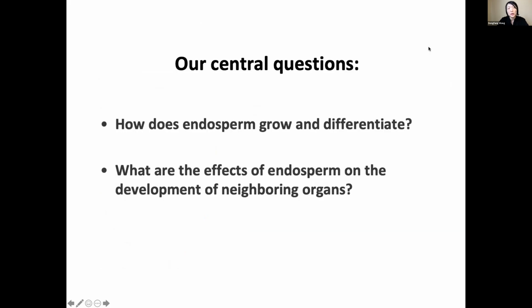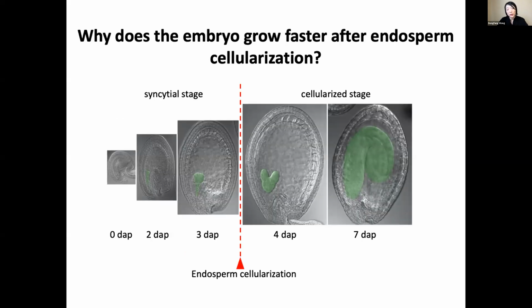So our central questions are: how does endosperm grow and differentiate in the three distinct domains, and what are the effects of the endosperm on the developing neighboring organs? Initially, this is a phenomenon that piqued our interest. In this slide, you're looking at a series of cleared seeds. Initially, the endosperm develops as a syncytium, where the nuclei are dividing without cytokinesis. This period, called the syncytial stage, lasts for roughly 3 days. And then somewhere between 3 and 4 days, the endosperm cellularizes and then the embryo growth takes off.